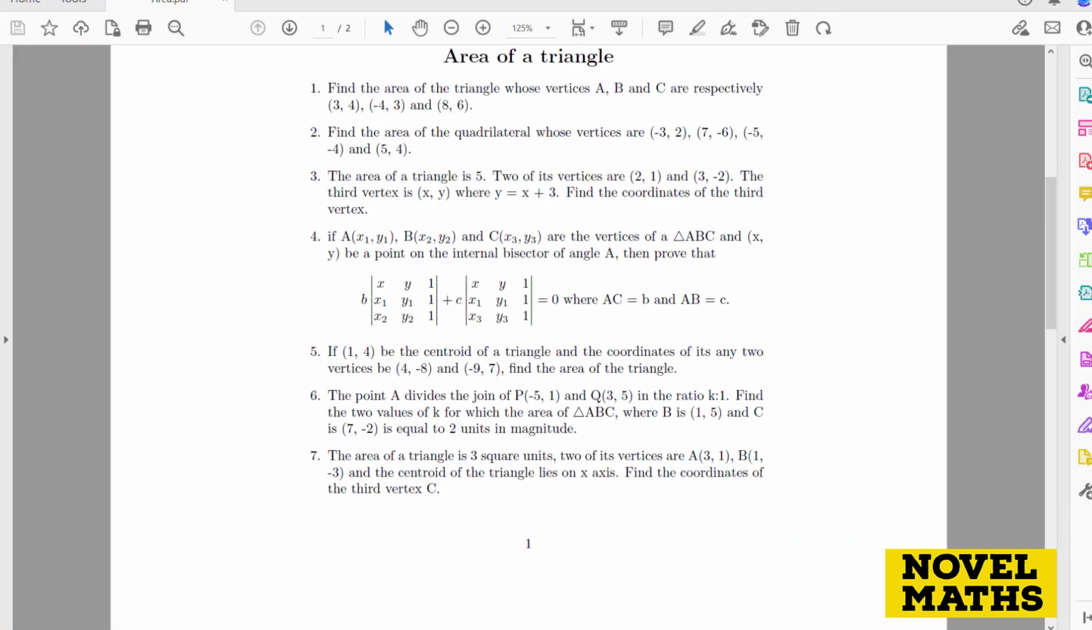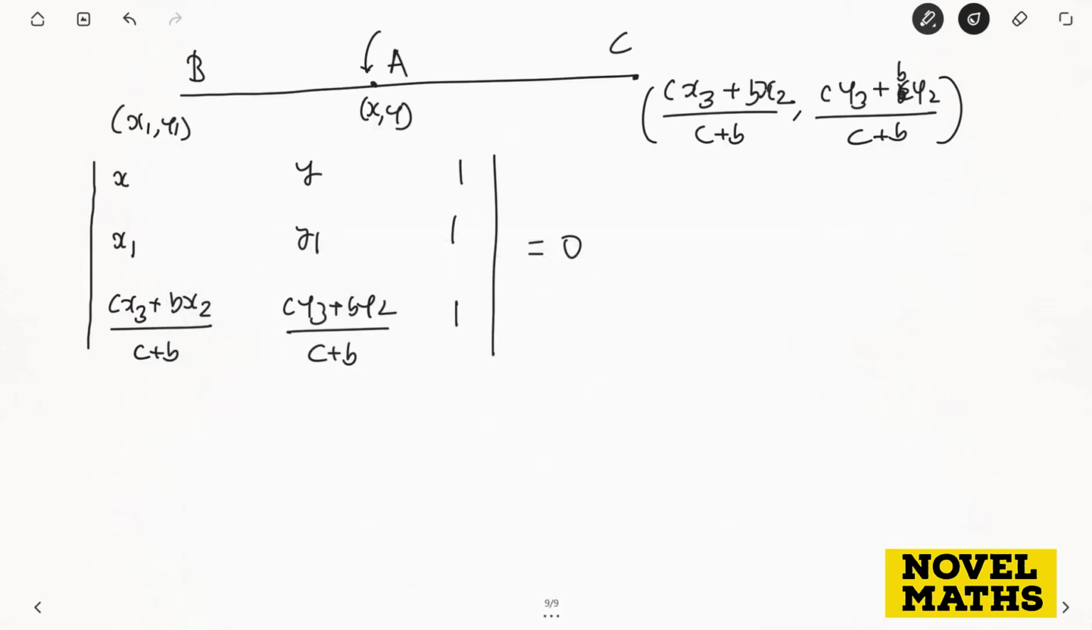This is just a simplified version of that determinant. You can simplify it using properties of determinant. Let's apply a few of those. If you're not familiar, it's okay. So you can multiply here and take this out, like 1 over c plus b. If you take this out, this will become c plus b, right? If you multiply outside, you have to divide, or vice versa.